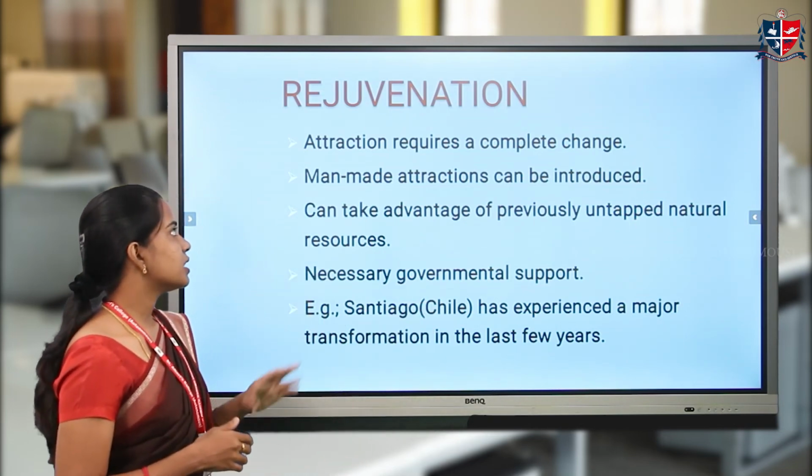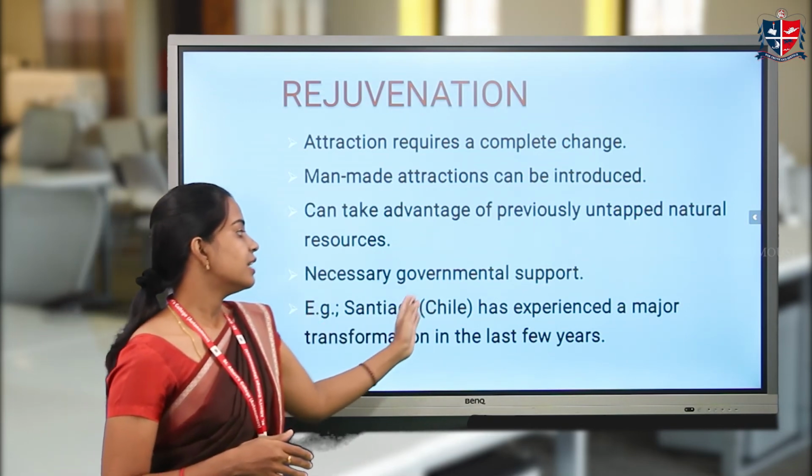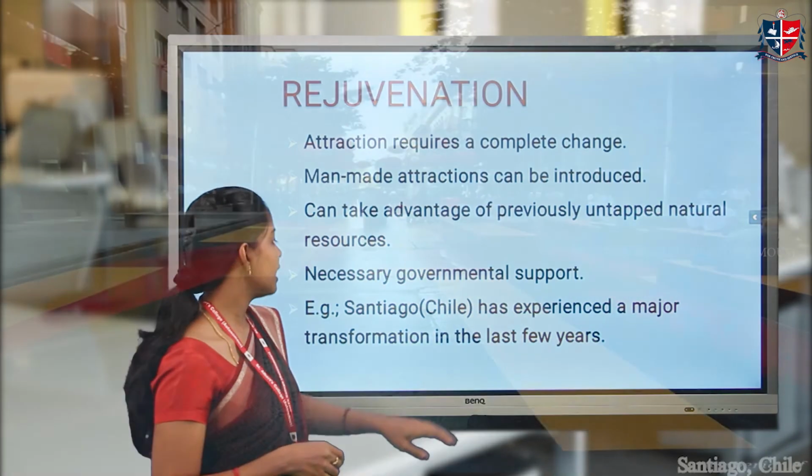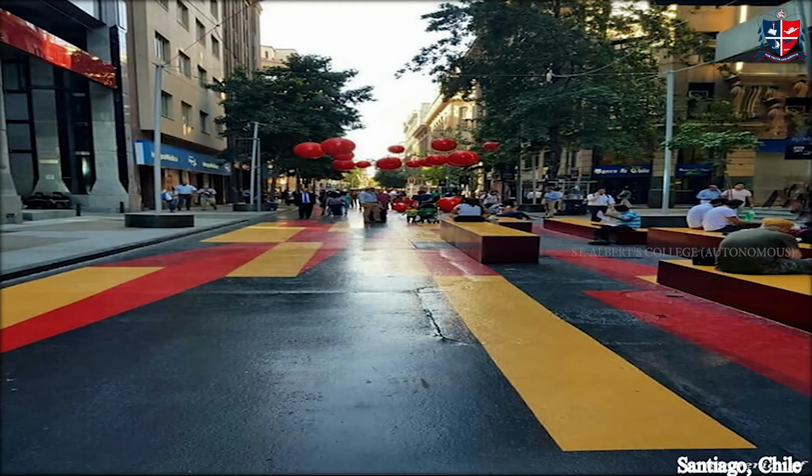An example for the rejuvenation stage is Santiago in Chile, which has experienced a major transformation in the last few years. I've also added a picture of Santiago in Chile, which is currently under the rejuvenation stage.